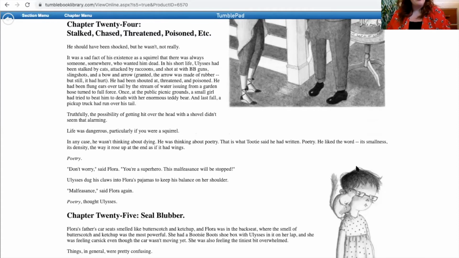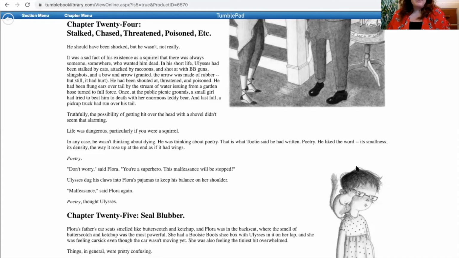He had been shouted at, threatened, and poisoned. He had been flung ears over tail by the stream of water issuing from a garden hose turned to full force. Once, at a public picnic ground, a small girl had tried to beat him to death with her enormous teddy bear, and last fall, a pickup truck had run over his tail. Truthfully, the possibility of getting hit over the head with a shovel didn't seem that alarming. Life was dangerous, particularly if you were a squirrel.